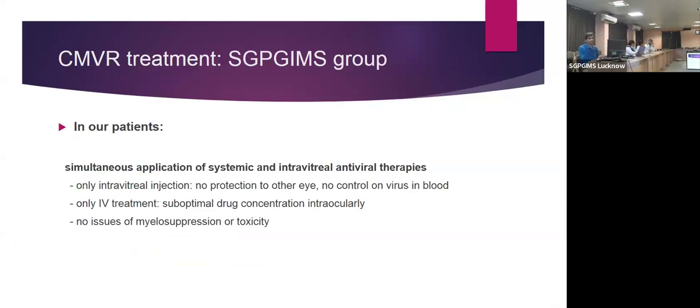And our approach is the simultaneous application of systemic as well as intravitreal antiviral therapies. Intravitreal injection alone gives no protection to the other eye, because the virus is in the circulation. If we don't protect the other eye, it will get involved sometime in future once one eye has been involved. So intravitreal alone will not work in the long term. With IV treatment only, by the IV route, drug concentration inside the ocular cavities is in most cases suboptimal. And it has to be supplemented by intravitreal injection once the virus is settled and replicating inside the eye.